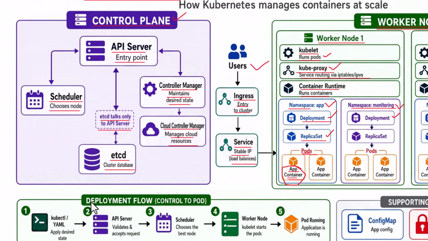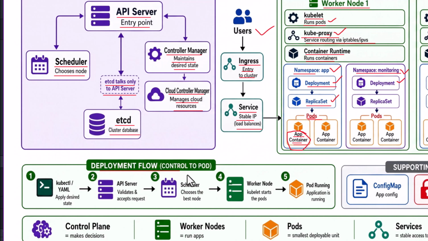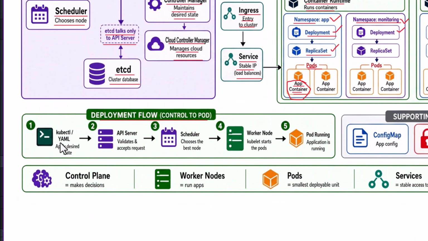Now let's understand the deployment flow step by step. Step 1. We create a YAML file and apply it using kubectl. The YAML file defines the desired state. For example, it may define a deployment with 2 application pods. Step 2. The request goes to the API server. The API server validates the request and accepts it. It also stores the desired state information in etcd.